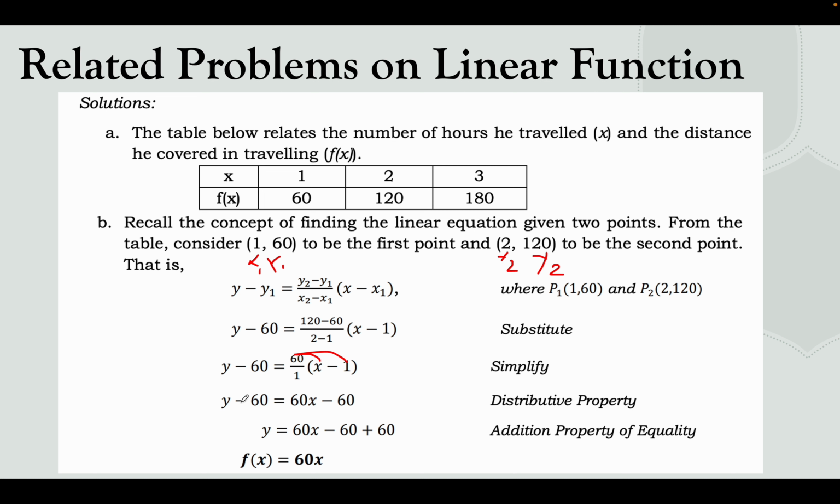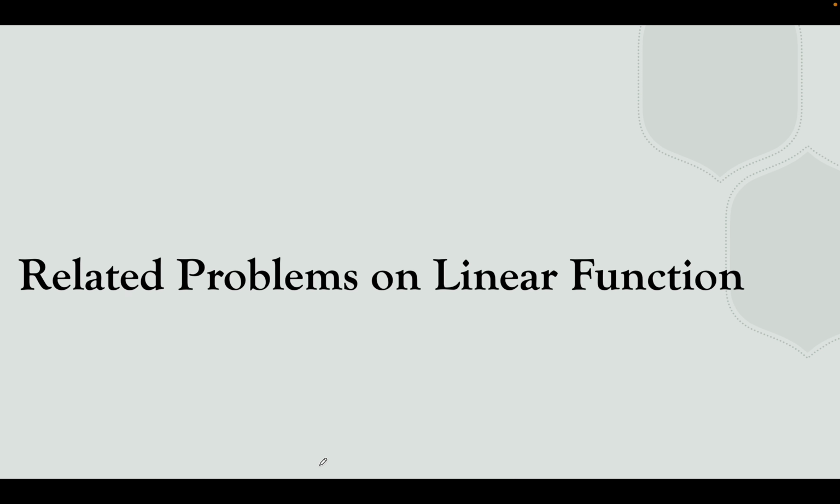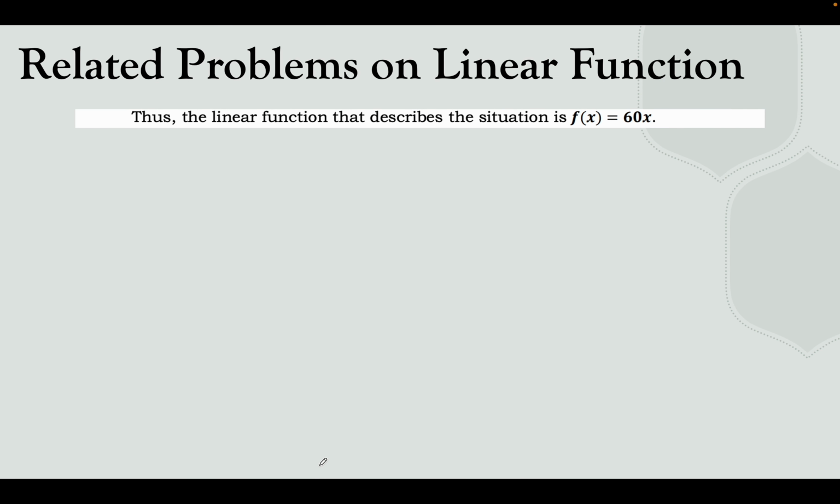Transpose negative 60 to the right side. So we have now y equals 60x minus 60 plus 60. Negative 60 plus 60, we have 0. So that means your f of x is 60x now. Thus, the linear function that describes the situation is f of x equals 60x.